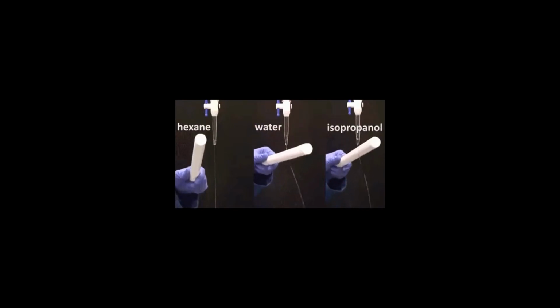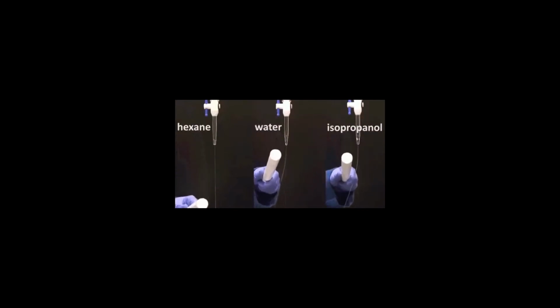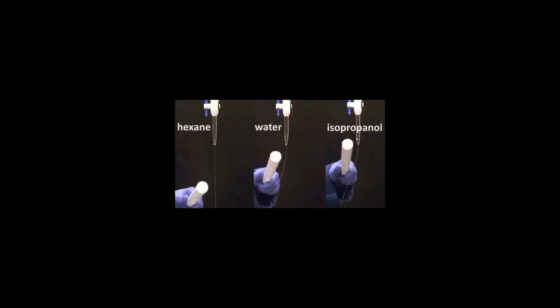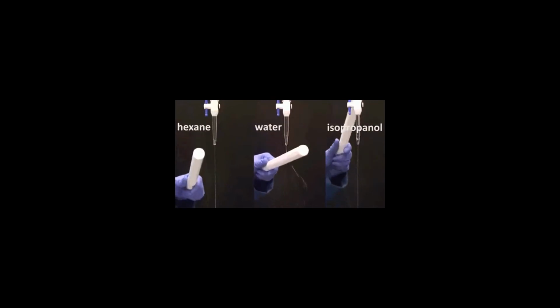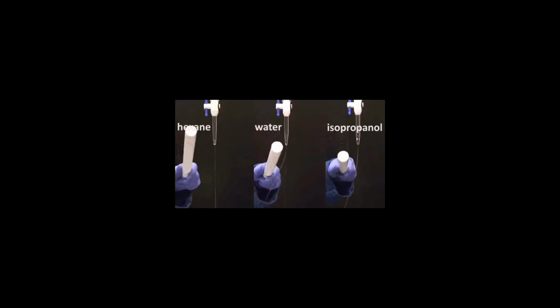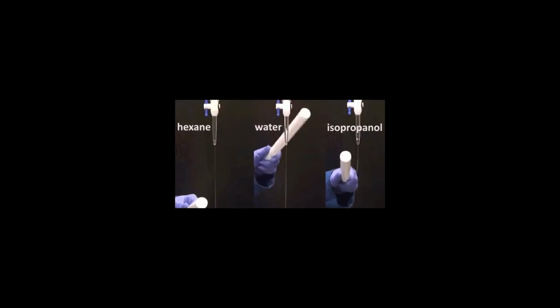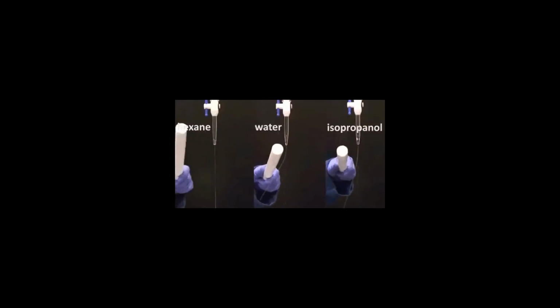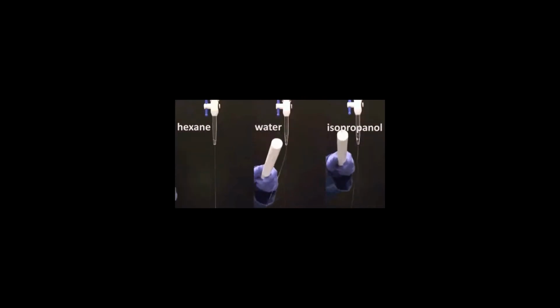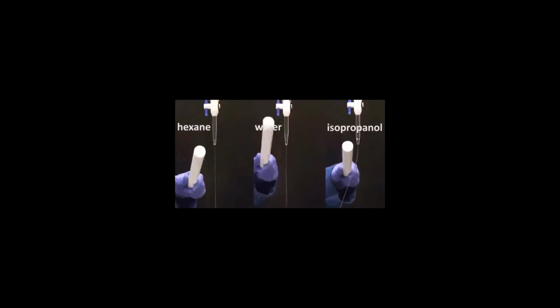Look at this, we have a thin jet of hexane, water and isopropanol. And what is happening when we bring a charged ebonite rod close to it? As we can see, the water jet and isopropanol jet get attracted to the charged rod. It is responding to the static charge or electric field outside, and nothing is happening to hexane.